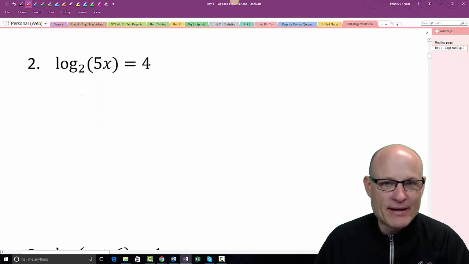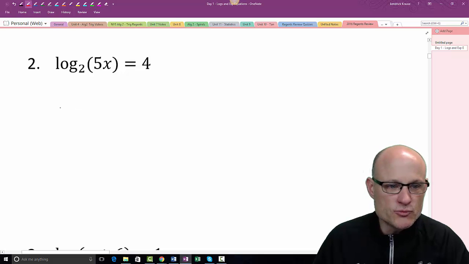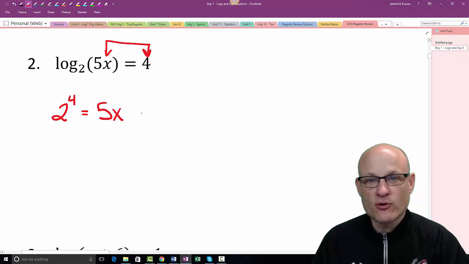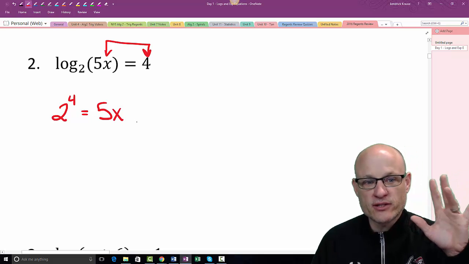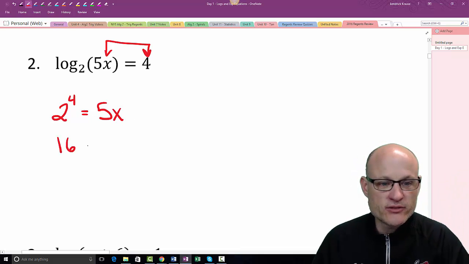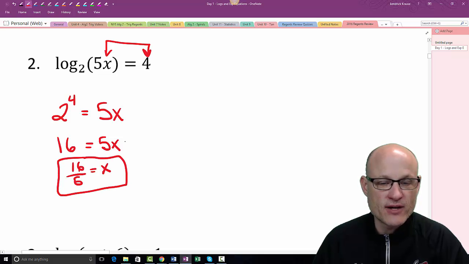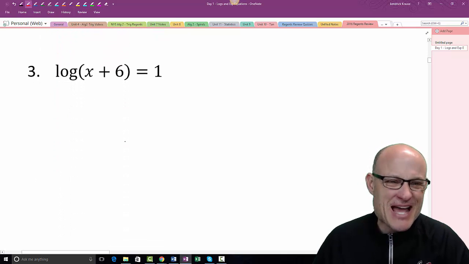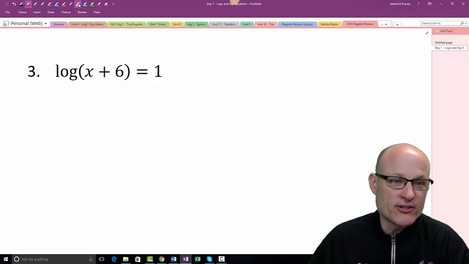All right, here we go. It's all about that base, so 2, and then switch. 2 to the 4th equals 5x. Let's see, 2 to the 4th: 2, 4, 8, 16. Okay, 16 is equal to 5x. So x is equal to 16 over 5. Leave it.